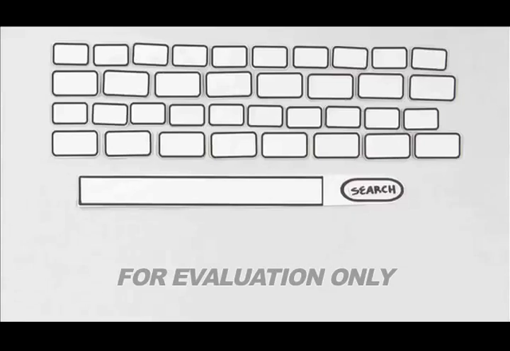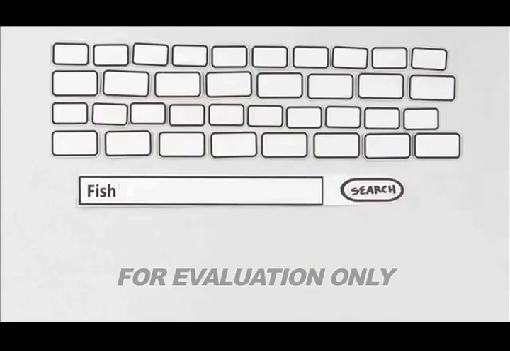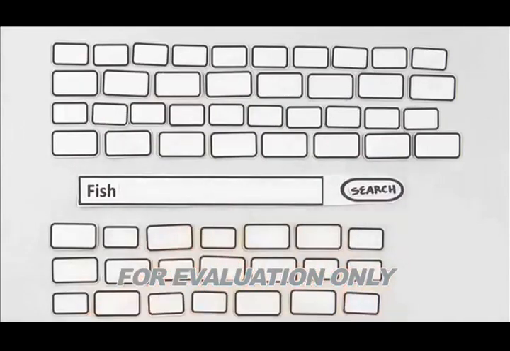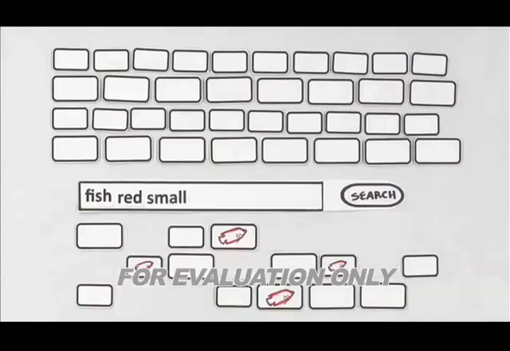Say you're looking for a specific kind of fish, and these represent all the websites on the web. Searching for fish doesn't help much. There are way too many results. You need to be more specific. Try to imagine the exact fish and describe it in the search box. You'll see that each word you use gets you closer to what you need.